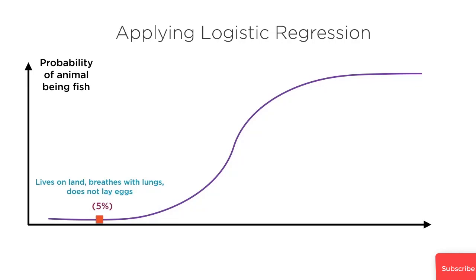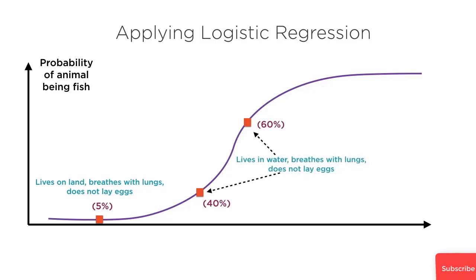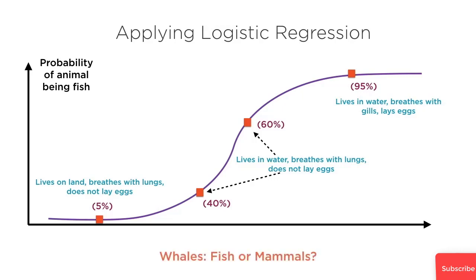On the other hand, along this S curve, you might have other data points. Let's say you feed in information such as this animal lives in the water, breathes with lungs, does not lay eggs. The probability of it being fish is higher, maybe from 40 to 60%. And finally, at the very top of this S curve, you have the following features. This animal lives in the water, breathes with gills, and lays eggs. The probability of it being fish is 95%.